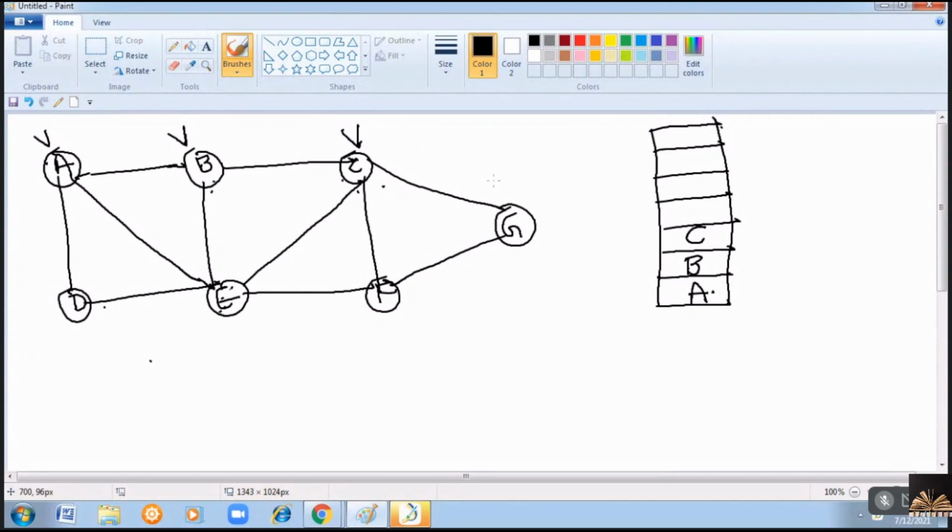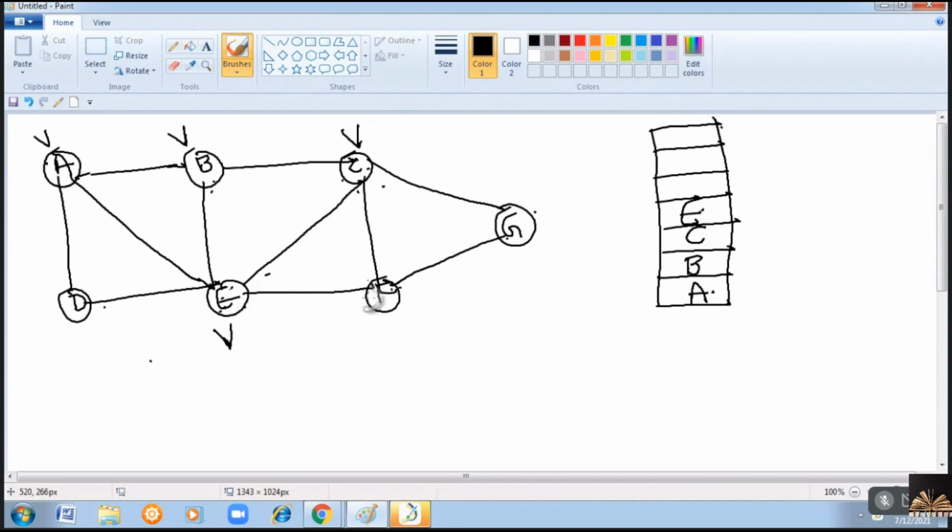Consider C. Visit any one of the adjacent vertices of C. For C we have E, F and G. So you can consider any vertex. Let me consider E. Visit that vertex and push it into the stack. Now the top of the stack is E.